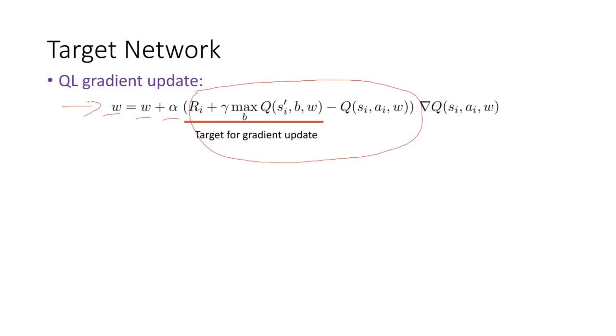If you think about this, you are essentially tracking this quantity, the quantity that I drew with the red line. So this is essentially the target for the gradient update. Your goal is to update the parameter W in such a way that this term is essentially tracking this term, and you want to make that term 0. What is the problem with this?